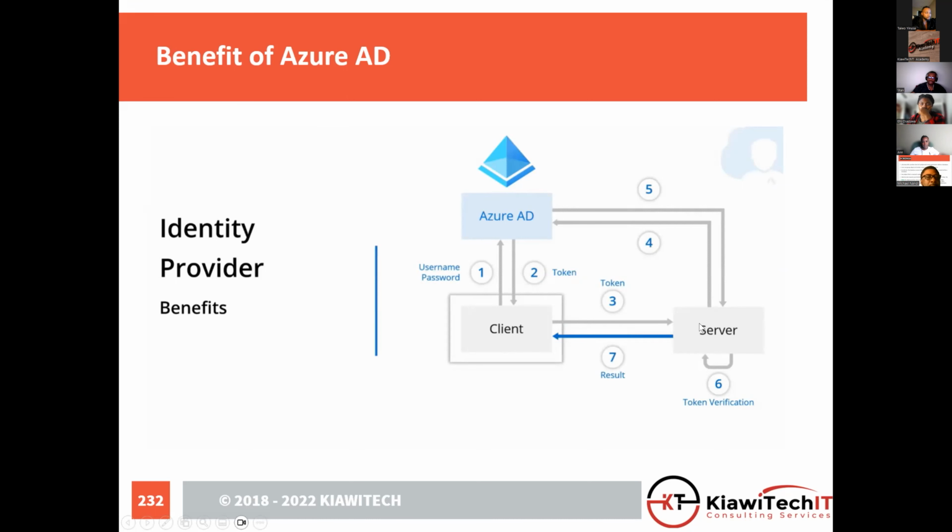So a client wants to connect to this server. What happens? It sends a username and password, which is kept by Azure AD. Now, Azure AD does what? It sends back a token to you. That token now is sent to the server. And what the server does is it takes this token and makes one round of search in the Active Directory to authenticate that the token is correct.